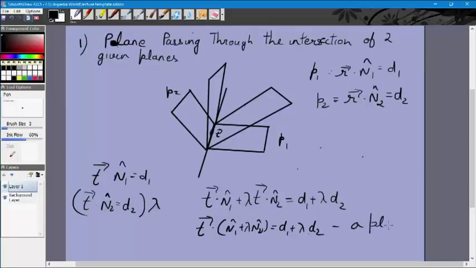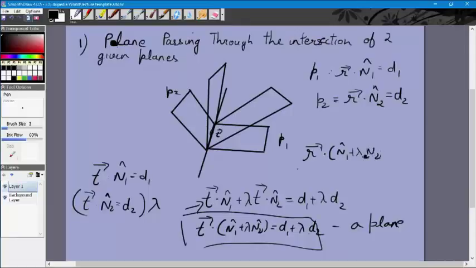Now this is t dot a vector is equal to some number, so this is basically an equation of a plane. And this is an equation of a plane every point of which satisfies the equation, which means it encompasses this line. Now if we change the value of lambda, we'll get a new plane. Lambda is equal to 0 would give me this plane. Lambda is equal to infinity actually would give me this plane. Lambda is equal to 5 or 7 might give me this particular plane. So this would basically be the equation, and this can further be written, now we'll replace t by r: r dot (n1 plus lambda n2) is equal to d1 plus lambda d2.